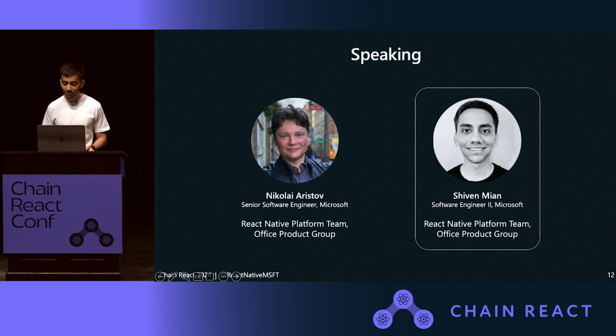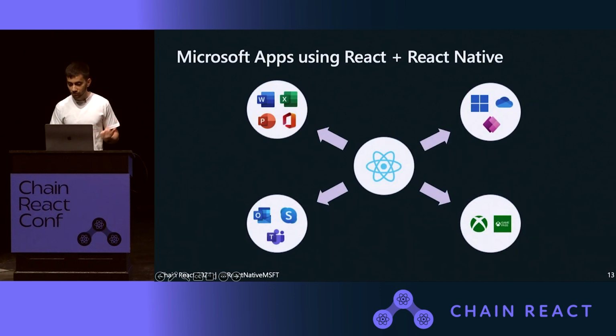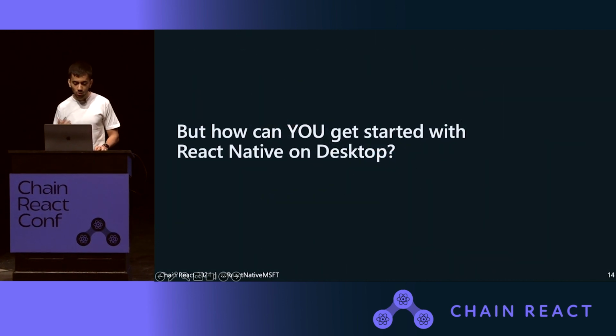Tough act to follow. So as you know by now, we've been heavily invested in React Native for desktop, and we continually seek ways to bring shared experiences on web and mobile over to desktop, including Copilot. Copilot's not the only experience we have. All these apps that you see are either fully written in or host experiences written in React Native, and they run on multiple platforms, including desktop. But how can you do the same? How can you get started with React Native on desktop?